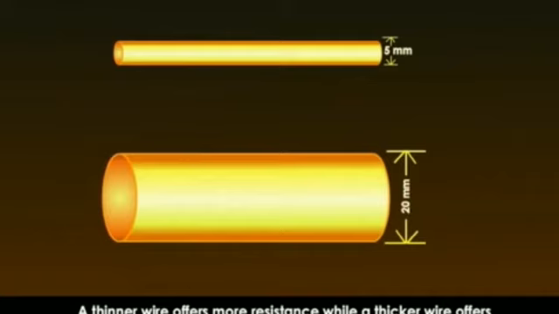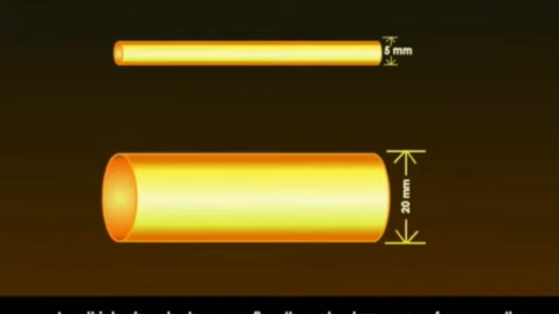Now, let us see a thinner wire and a thicker wire. A thinner wire offers more resistance than a thicker wire. In a thick wire, electrons can pass through a large cross-sectional area, so resistance decreases. So, it depends upon the area of cross-section.